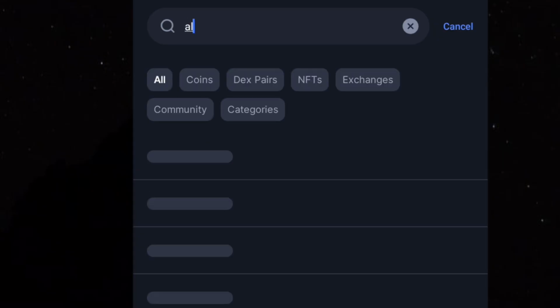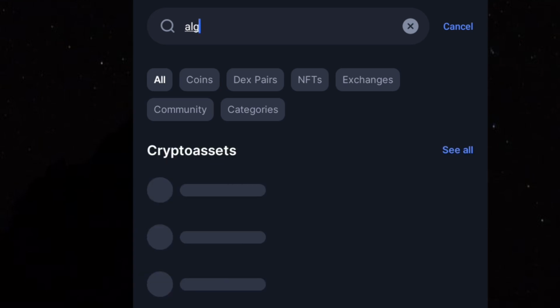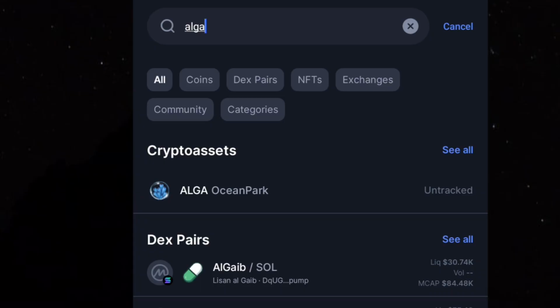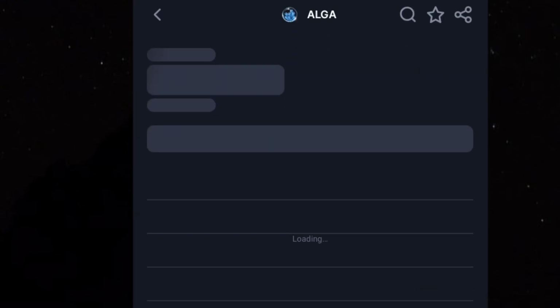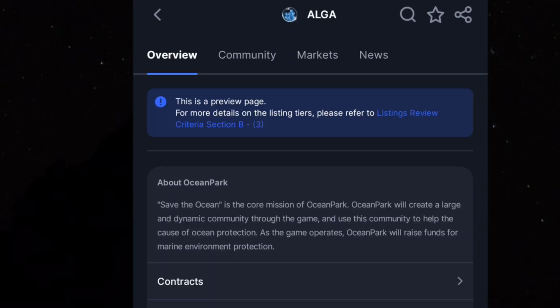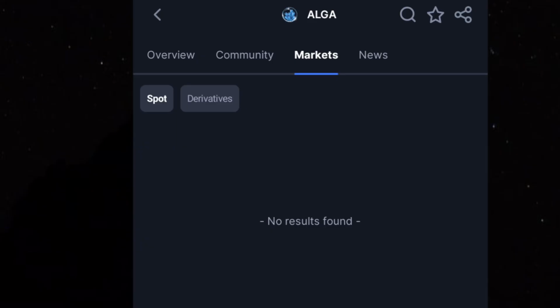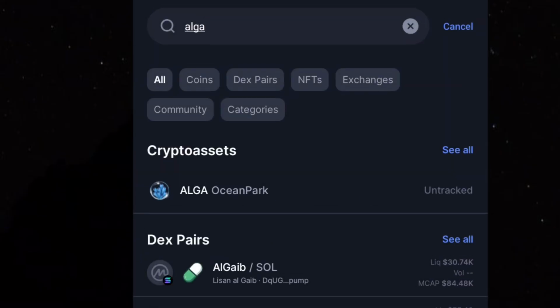So you come to the search bar, I write crypto alga, and you have to make sure that it's the same color. And yes, we can find that. I think this is the same color, and I'm just going to click on it, and once you find alga on this area, let's go to the market and see what it is on the market.